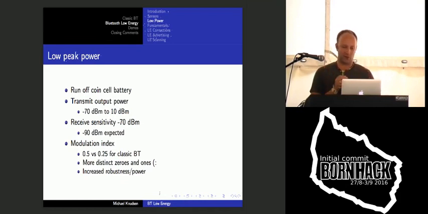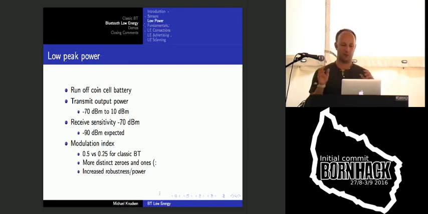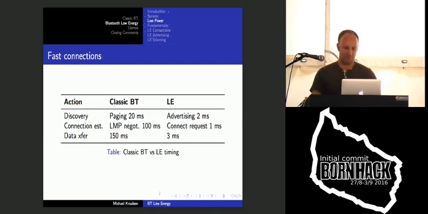Finally, there's something in RF called the modulation index. For LE, this is 0.5, and for classic Bluetooth, this is 0.25. Basically, this means it's much easier to distinguish a 0 from a 1 in LE than in classic Bluetooth. So this gives increased robustness for a given power level. And when you have increased robustness, with a smaller amount of power, your signal can be transferred over longer distances and still be picked up correctly at the other end of the connection. So, that's low peak power.